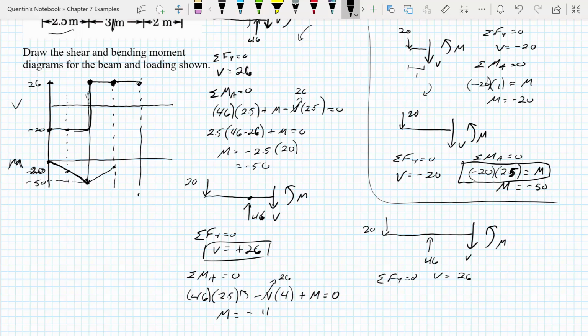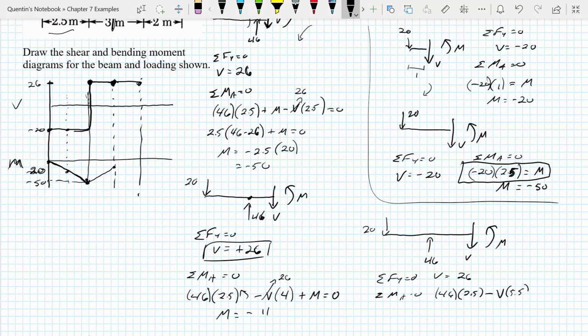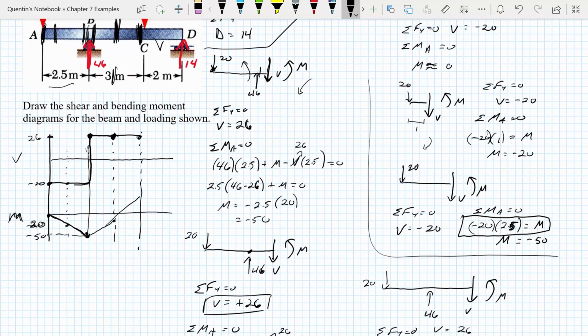Now sum my moments at A equals 0. So I have 46 times 2.5. That hasn't changed. And then it's going to be minus V times, now we're looking at this point right before here, so what is that, 5.5? Minus V times 5.5 plus M is equal to 0. So M is equal to 46 times 2.5 minus 26, because V is 26, times 5.5. Take the difference between those, and you have moment equal to positive 28. So that comes up here, straight line up to this point right here. So this is 28.